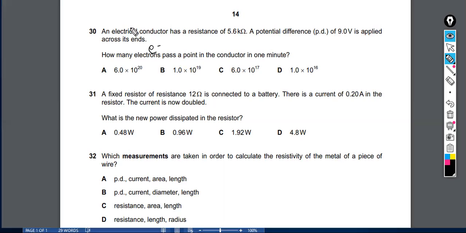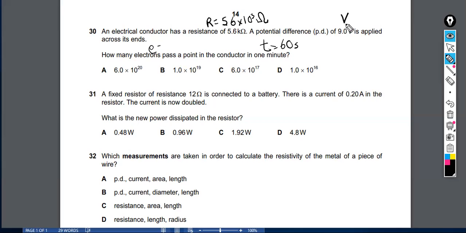So if we go through the question, let's just label everything. R equals, and I'm going to write it like this, 5.6, instead of writing a lowercase k, I'm going to write times 10 to the third. So that's what a kilo is, 1,000. So 5.6 kilo ohms. The potential difference V is 9 volts, and we want to solve for electrons passing a point in a time equal to, and instead of writing 1 minute, hopefully your instinct tells you you should convert that into the base unit of 60 seconds.